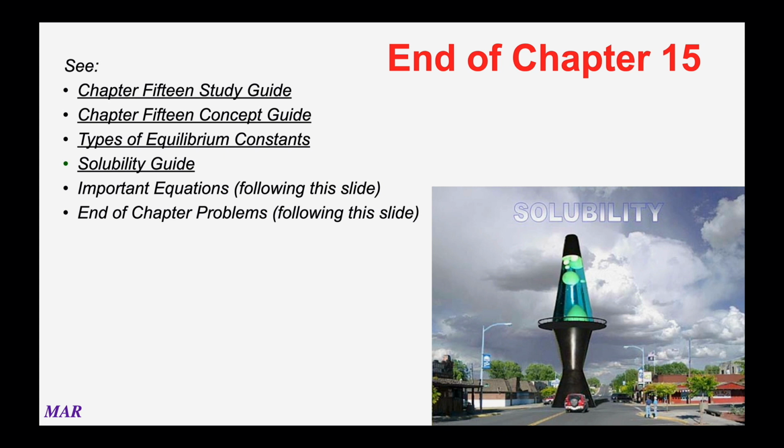There are several types of equilibrium constants. You can see them all in the types of equilibrium constants handout. It'll remind you what KF is and KSP and all that kind of stuff. The solubility guide, kind of cool, does list different examples on how you can make solubility work for you, how to go from solubility to KSP and back and forth. Also, following these notes in the online version, you'll see a list of the important equations from this section, and I do have some end of chapter problems where there are the questions and the next slide follows with the answers.